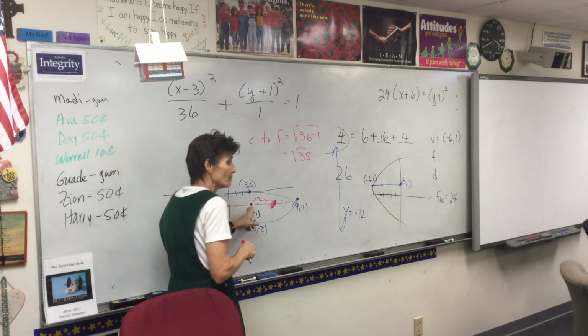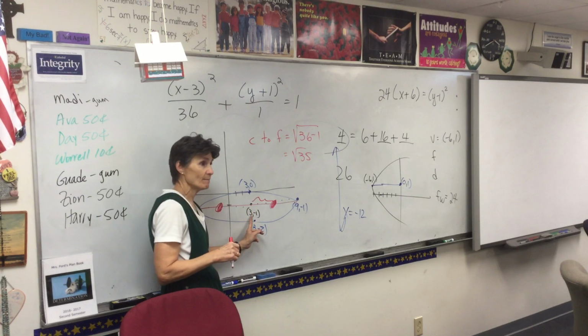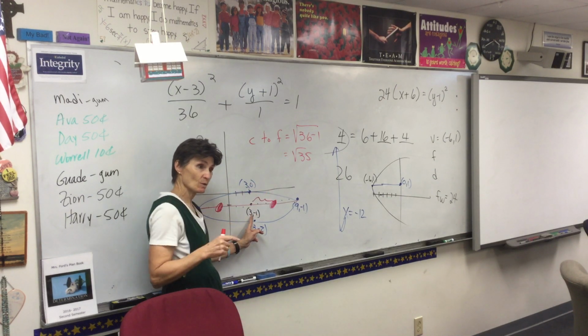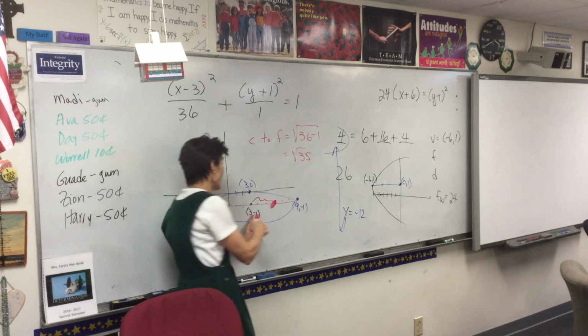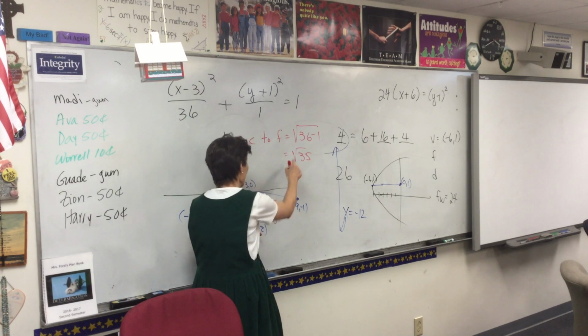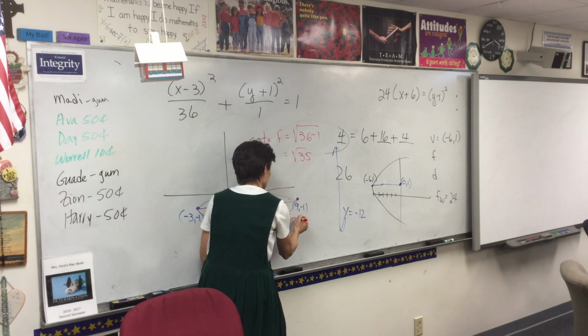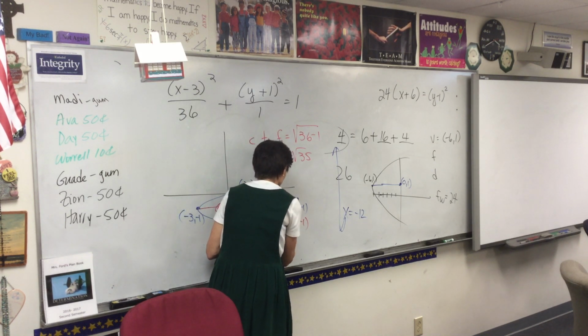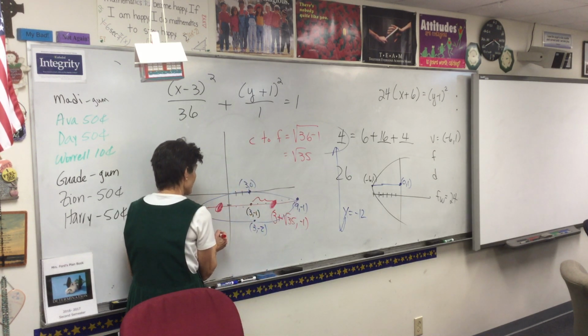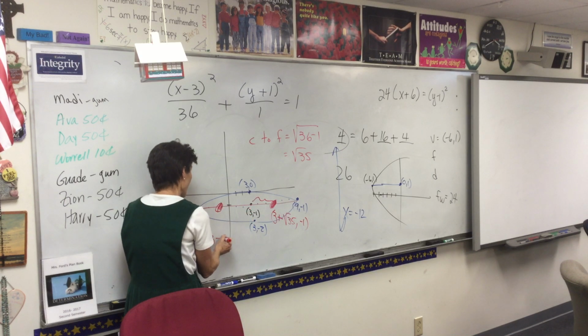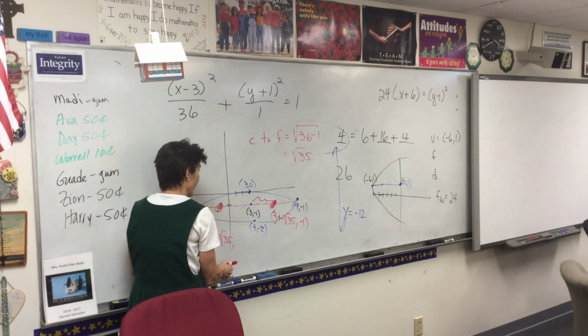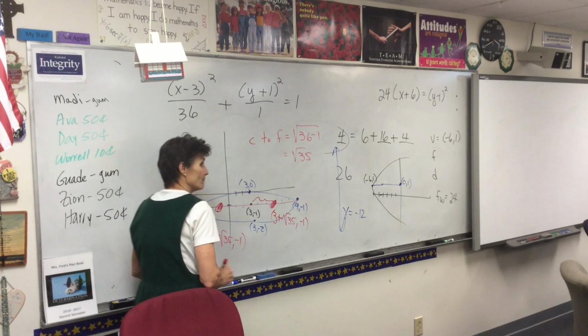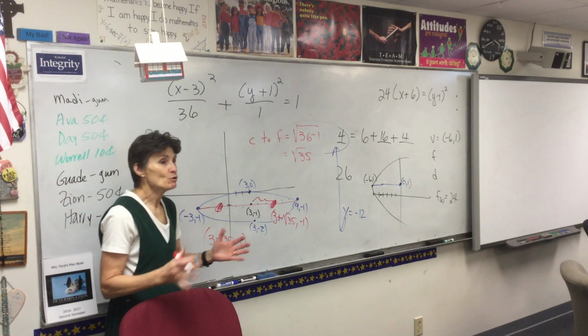I'm going to start right here at my center, which is at 3, right? I'm going sideways. So I'm starting at 3, and I am going to add root 35, comma, -1. And then I am going to start at 3 and subtract root 35, comma, -1. We're not going to be confused by that.